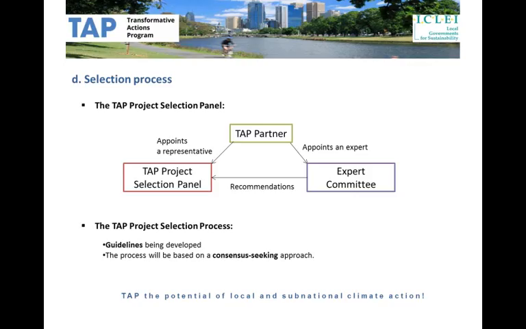As I said, guidelines are still being developed regarding the selection process per se, and will be shared with regional offices and partners in due course. Another principle that we have agreed on for now is that the process should be based on a consensus-seeking approach. That is, there wouldn't be a strict voting system whereby a majority wins, but rather we would look for a general agreement on what projects should be labeled as a TAP project.